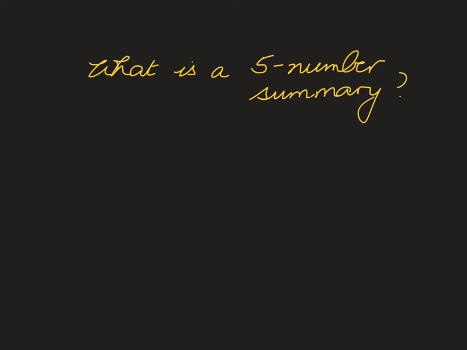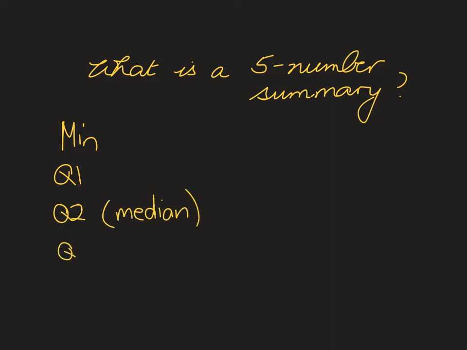A 5-number summary is when you have an entire set of data and you find the minimum, Q1, Q2, also known as the median, Q3, and the maximum.